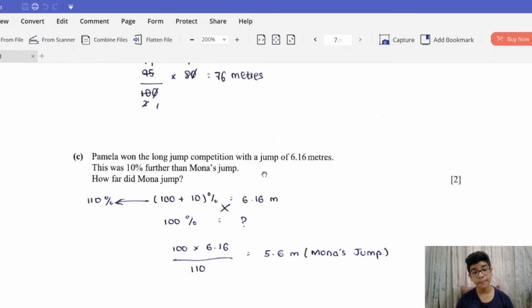Part C. Pamela won the long jump competition with a jump of 6.16 meters. This was 10% further than Mona's jump. How far did Mona jump? So 100 plus 10%, so 110% of Mona's jump is basically 6.16. So what is Mona's jump? What is 100% of the jump? So just cross multiply, as you can see here, 100 times 6.16 divided by 110, and that is 5.6 meters, and that is Mona's jump.